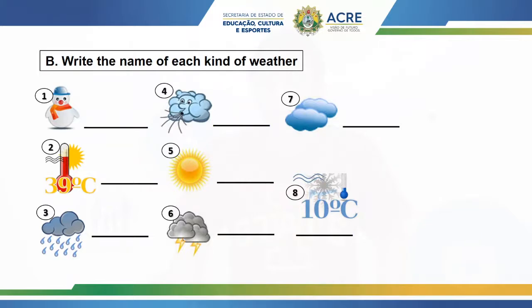Number 1. You can see a snowman. So what's the weather like in picture number 1? It's snowy. We have here a snowman, snowy. Okay, so again, stop the video, answer the rest of the questions, and then come back to the video.